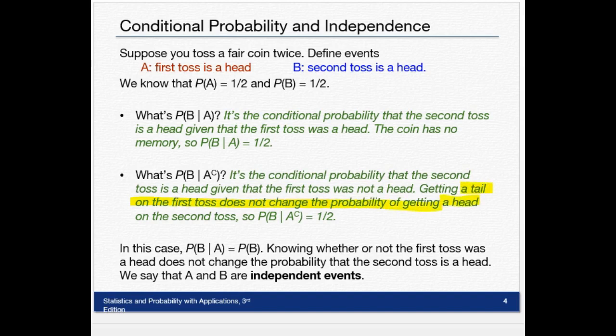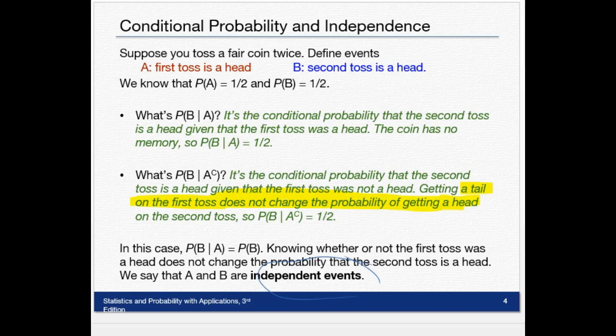Okay? This idea right here, that the event of one does not change the probability of the event of the other, that is the idea of independence. So we're going to really work on that in this section. In this case, the probability of B given A is equal to the probability of B. Knowing whether or not the first toss was a head does not change the probability that the second toss was. Okay? We call these two independent events. They don't affect one another. Okay? Same thing if I roll 2 dice. When one ends up does not affect the other.